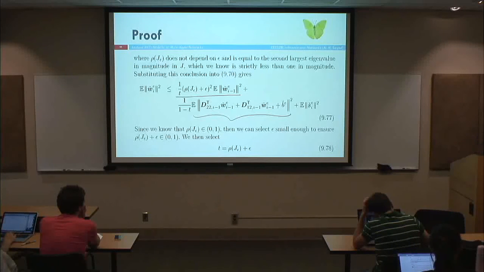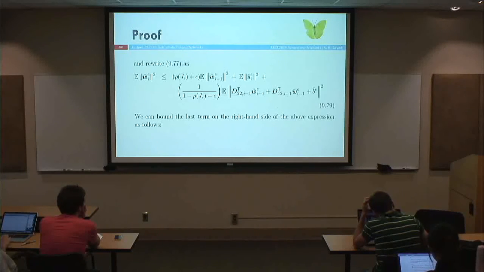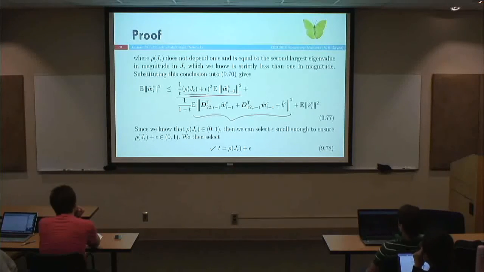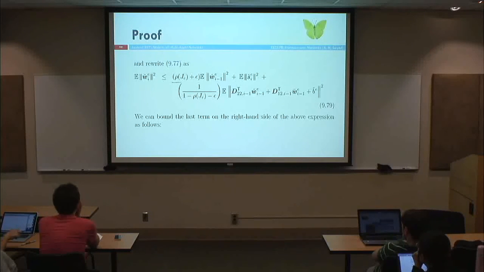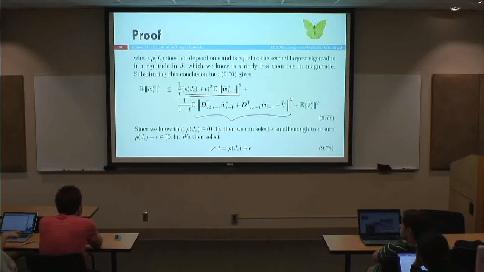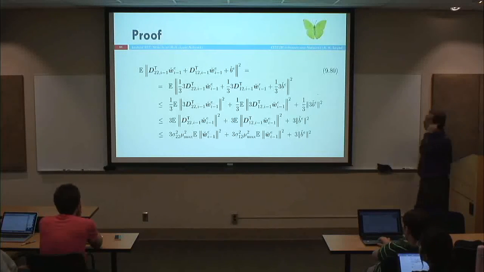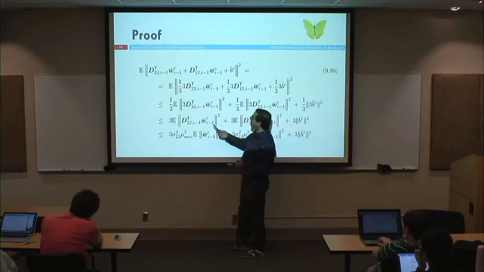Here, use Jensen's inequality. You see? Again, here I'm saying let's choose T to be rho plus epsilon so that it cancels one of these. Then you will get here rho plus epsilon only, and then here 1 minus that, which is this. So let's look at that. If you look at that, how do I bound it? Well, I'm going to use Jensen's inequality.